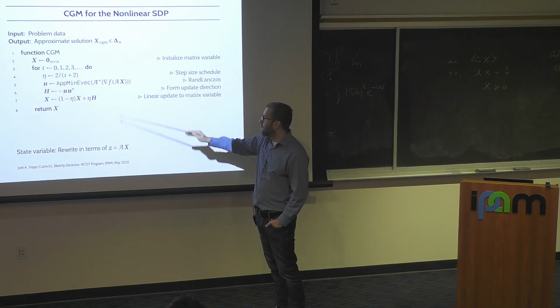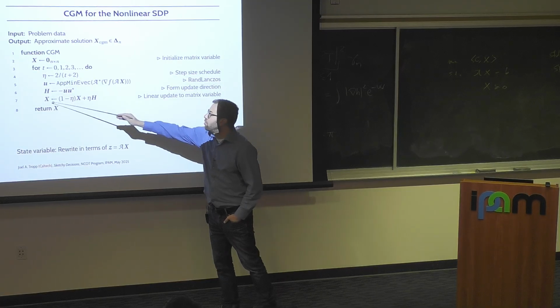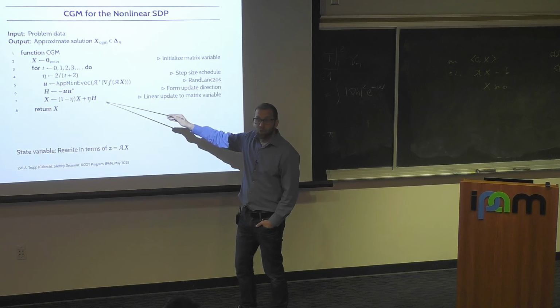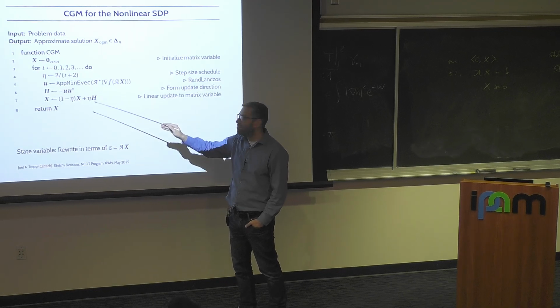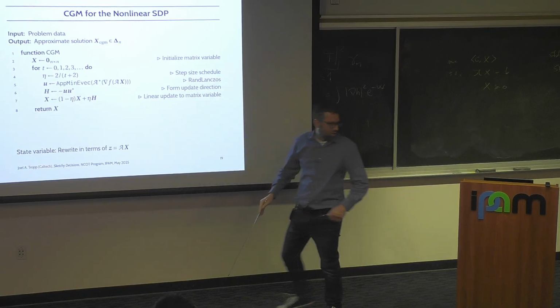Okay. So here's the first step. This is the algorithm I showed you before. What we're going to do is take the AX and write it in terms of a state variable z. And then we're going to apply the linear map to the update equation so we get an update for the state variable. This is a linear function, so that's not a problem, yeah? Okay, so let's do that.